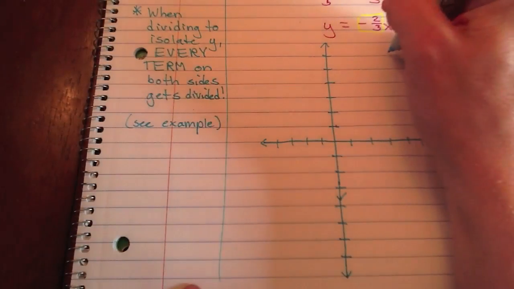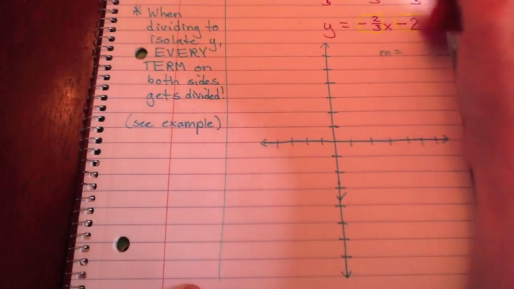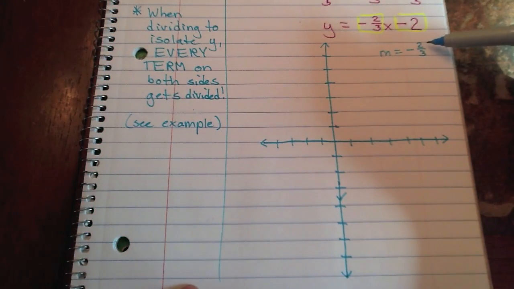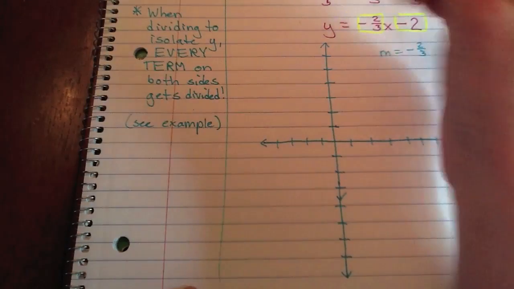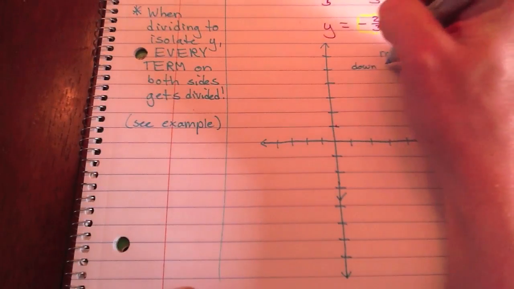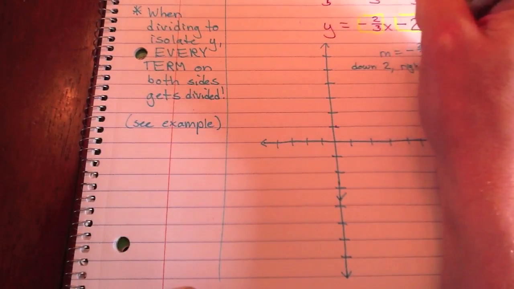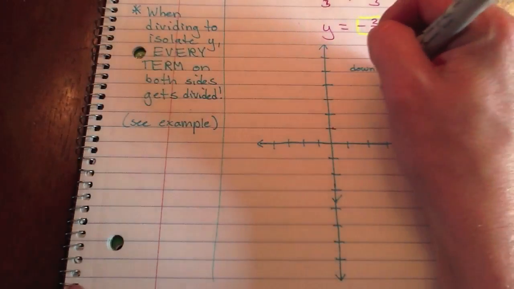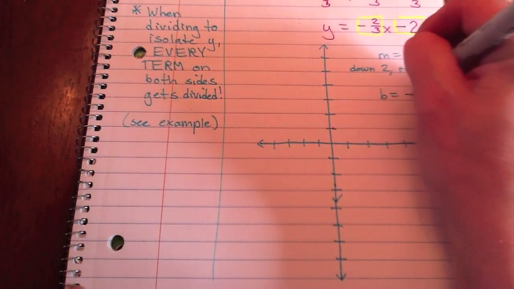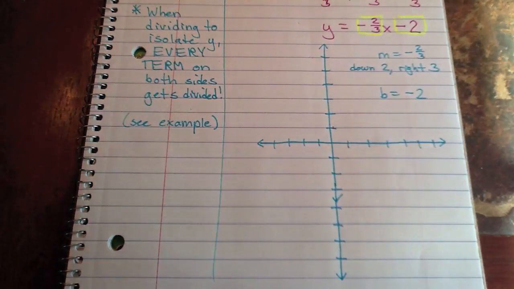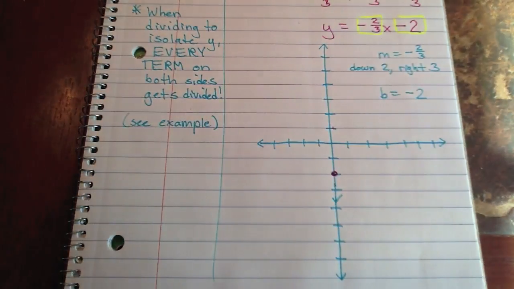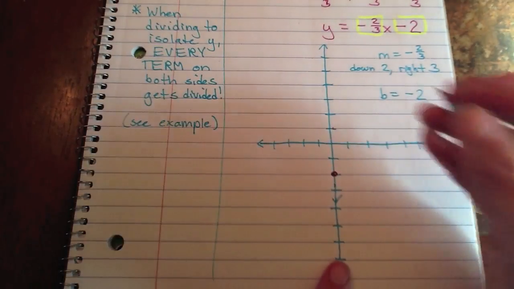So M equals negative 2/3. So negative slope, down 2, right 3. And if you need to, write it down: down 2, right 3. Because that might help you. B equals negative 2. Always keep the sign in front of that. I'm always going to start at B, which is 0, negative 2. So right there. And now I'm going to count down 2, right 3.